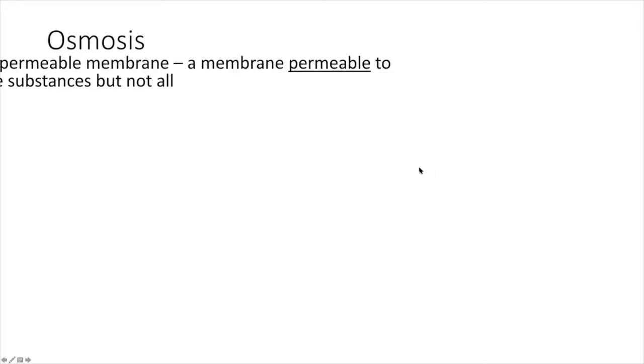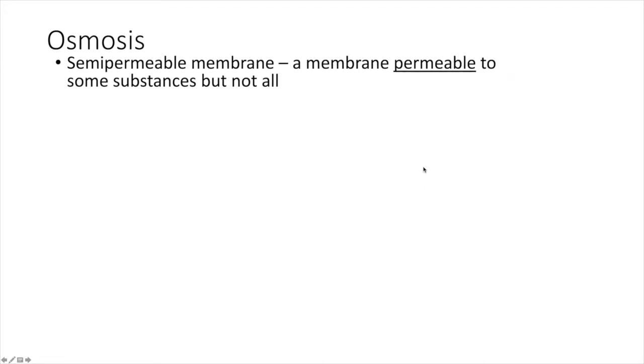So just to define it, osmosis, well, I guess first of all, we need to define something that is important to osmosis, and that is a semi-permeable membrane, okay? So the name kind of gives it away. If you have a semi-permeable membrane, it's a membrane that's semi-permeable. So it's permeable to some substances, but not all.